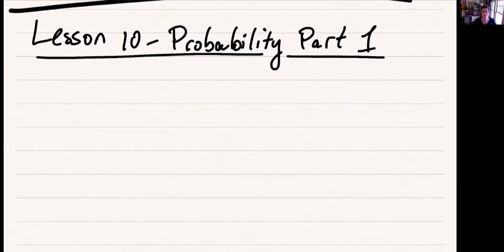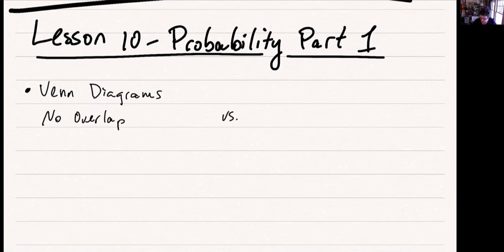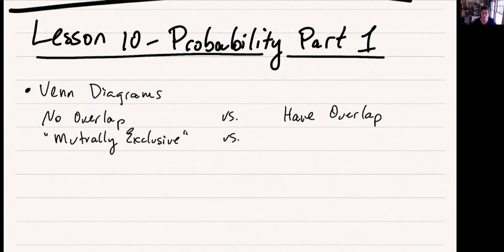Okay, in Lesson 10, the first thing we started with was Venn diagrams and two-way tables. So I'm just going to talk about Venn diagrams for a moment. Remember, there's basically two types of Venn diagrams: those that have no overlap versus those that have overlap. And we have special terms for these when they happen. No overlap we call mutually exclusive. And when they do have overlap, we call that not mutually exclusive.